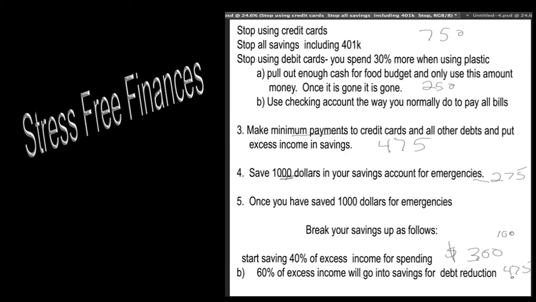And I'm going to be talking about what we're doing for debt reduction strategies, and I'll show that in our next class. But if you have any questions about this, go ahead and leave them in the comments below.